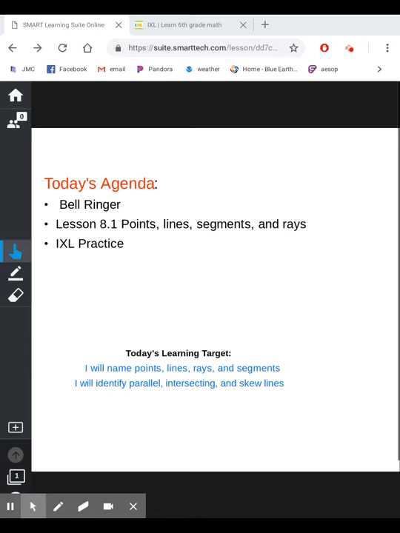Today, we're going to be going over points, lines, and segments. And then you guys will be practicing with identifying lines, segments, and rays with the IXL practice, as we get into tomorrow with identifying parallel, intersecting, and skew lines. So in the next page of your notebook, you are going to want to label it with Chapter 8 vocabulary or Unit 8. And again, we do have a couple of vocabulary words today.